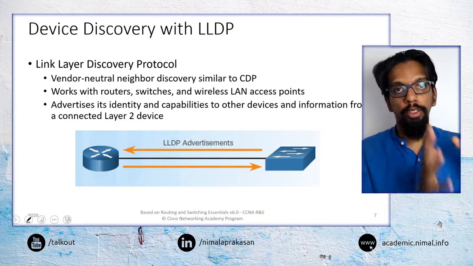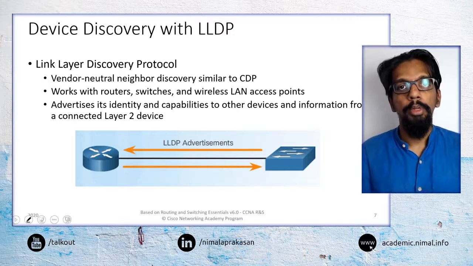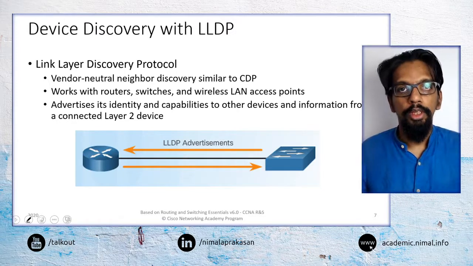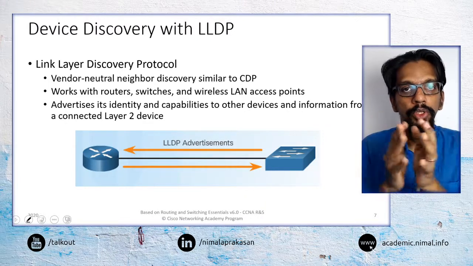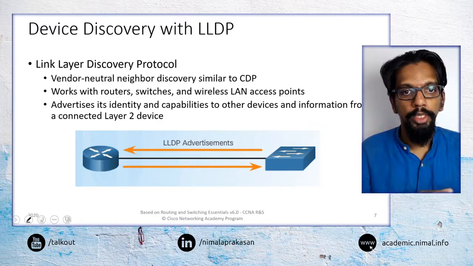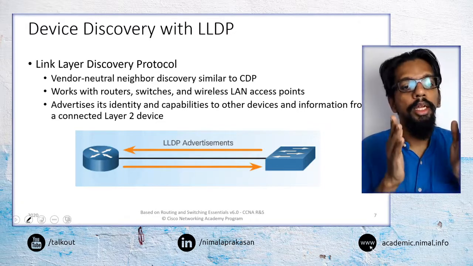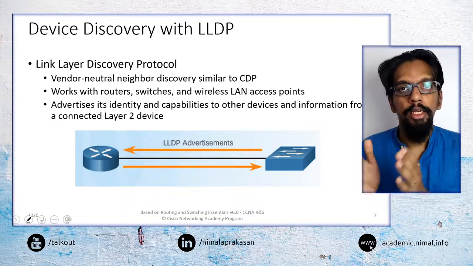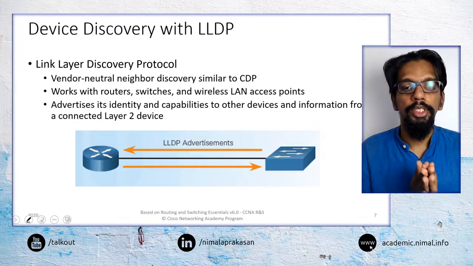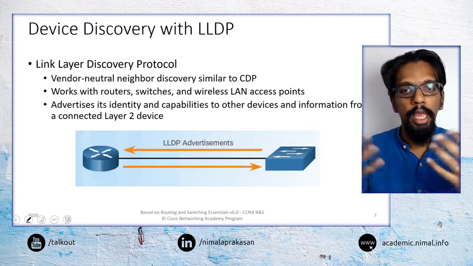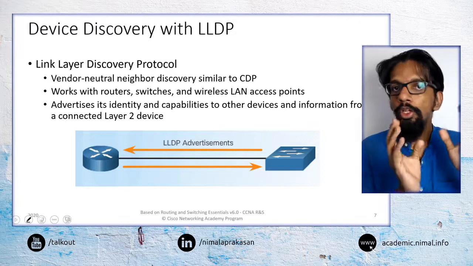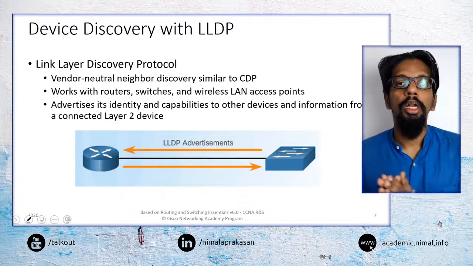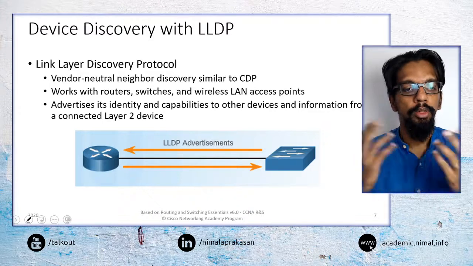So CDP is a Cisco specific protocol, only implemented in Cisco devices. But when we think about larger networking environments with devices from various vendors, we may need to use a vendor neutral protocol for this purpose. So that is the link layer discovery protocol, or the LLDP. So this is fairly similar to CDP. Here it can again discover routers, switches, wireless LANs, and all these things. So all these devices can be done using this protocol as well. So CDP is a Cisco specific protocol, and LLDP is a vendor neutral protocol.